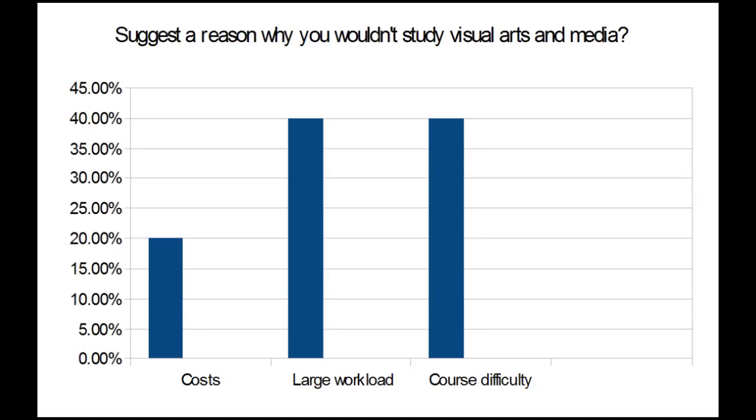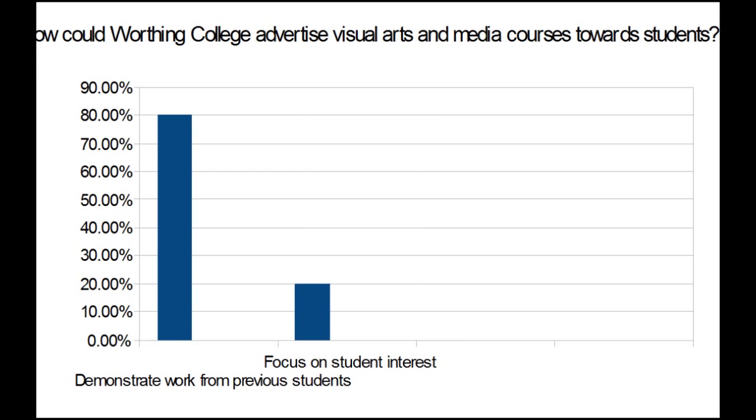As displayed by the results, most participants stated that the reasons why they wouldn't study the courses was due to a large workload provided by the staff, or the difficulty of producing creative content. This implies that a manageable workload should be advertised to newer students. The seventh question I asked participants was how Worthing College could advertise visual arts and media courses towards new students.